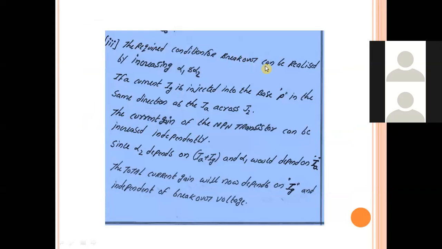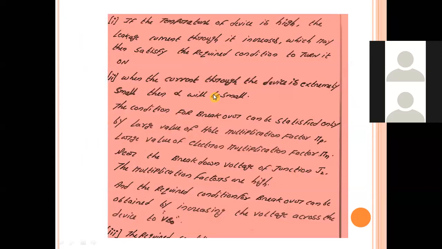The required condition for breakover can be realized by increasing alpha 1 and alpha 2. So the current gains of alpha 1 and alpha 2 can be increased. When the current gains of alpha 1 and alpha 2 are increased, ultimately you get the breakover voltage. The total current gains of alpha 1 and alpha 2 can be obtained by varying this Ig. These are the considerations from the two transistor analogy.